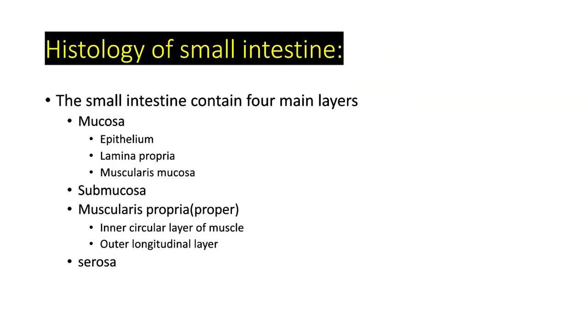So the histology of the small intestine. The small intestine contains four main layers: mucosa, submucosa, muscularis propria, and serosa. The mucosa of the small intestine contains epithelium, lamina propria, and the muscularis mucosa. The muscularis propria, which is the proper muscle layer of the small intestine, contains the circular muscle, which is the innermost muscle, and the outer muscle, which is the longitudinal muscle.